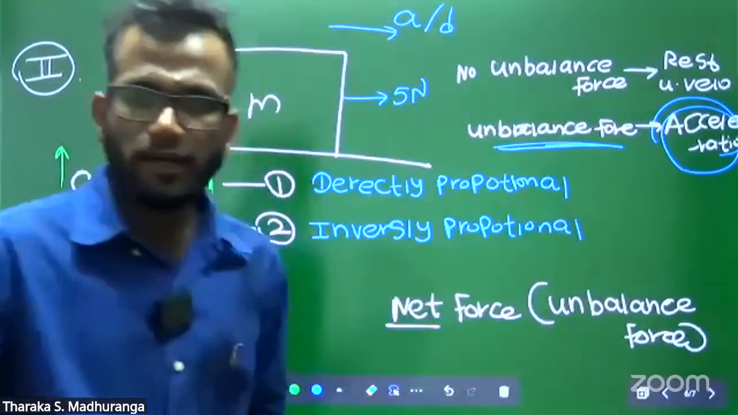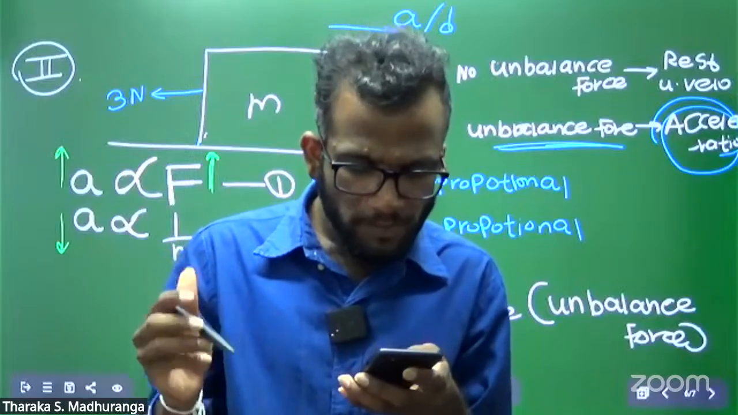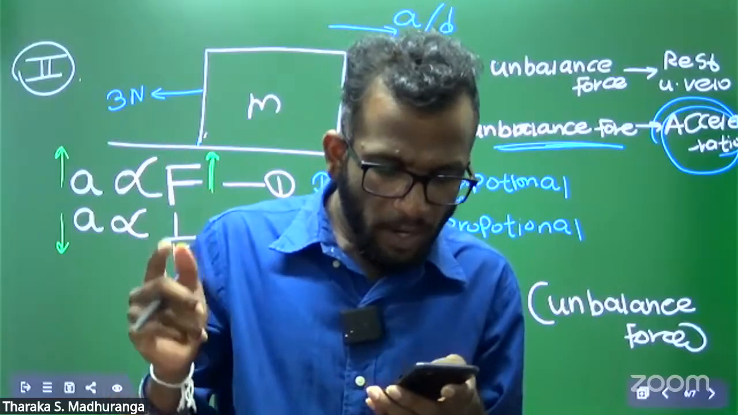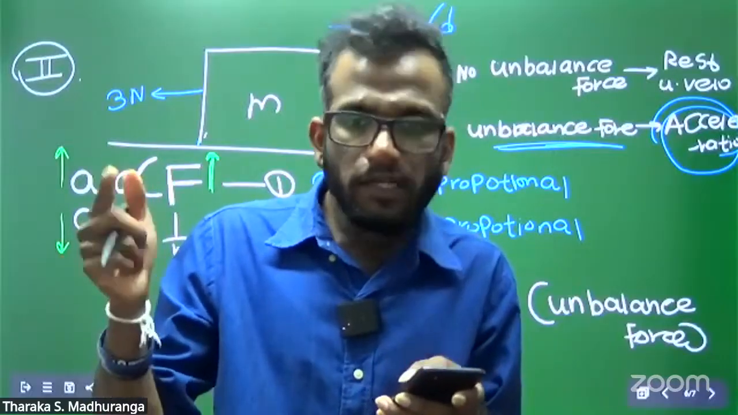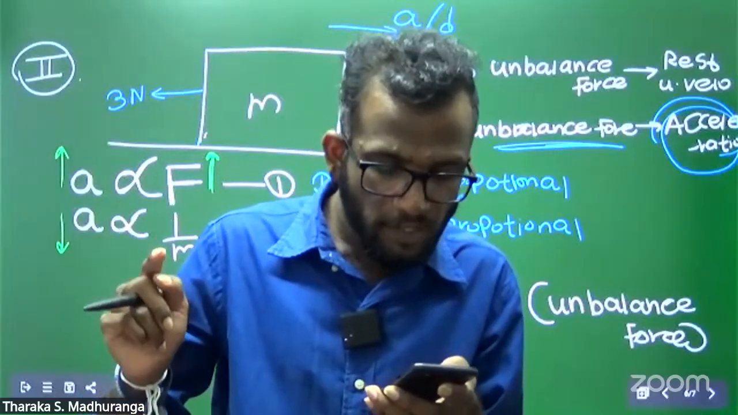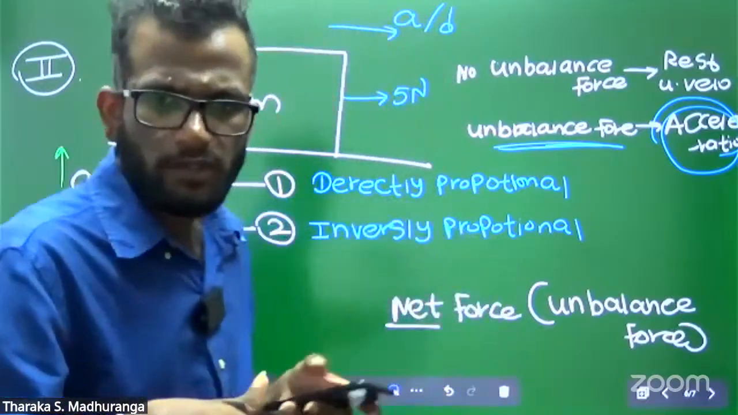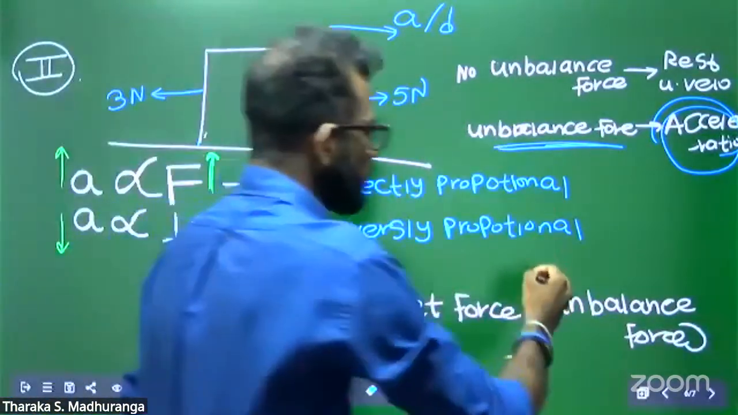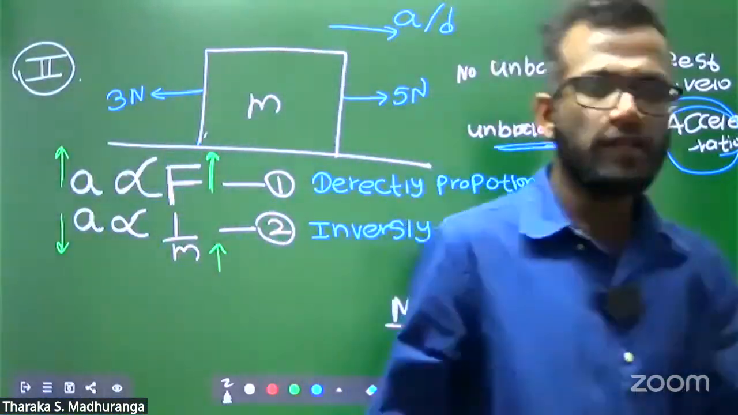Now read Newton's second law. The acceleration of an object is directly proportional to the unbalanced force acting on it and inversely proportional to its mass. The direction of the acceleration is the same as the direction of the net force, meaning the direction of the unbalanced force. Up to now that level is enough. I got how to explain Newton's second law.